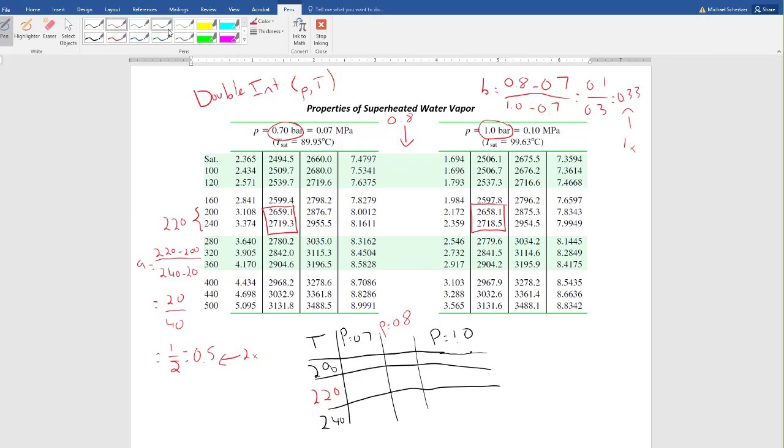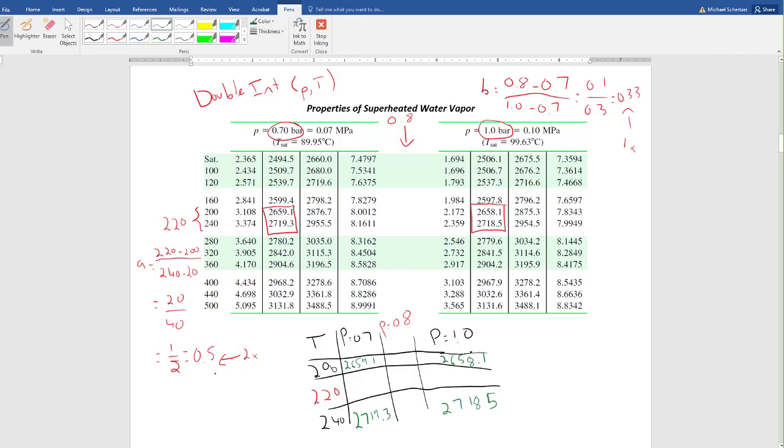So I know these numbers in the corners. At 200 degrees and 0.7, this is 2659.1. It's in kilojoules per kilogram. And this 240 is 2719.3. And then over here, my low temperature is 2658.1. And this temperature here is 2718.5.